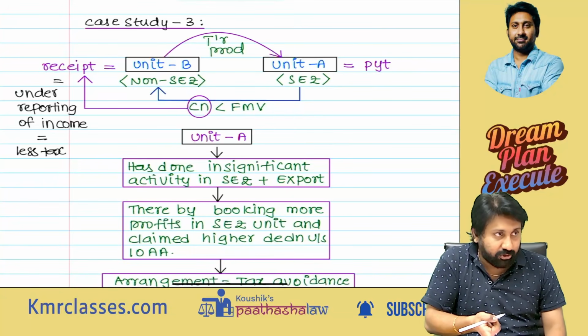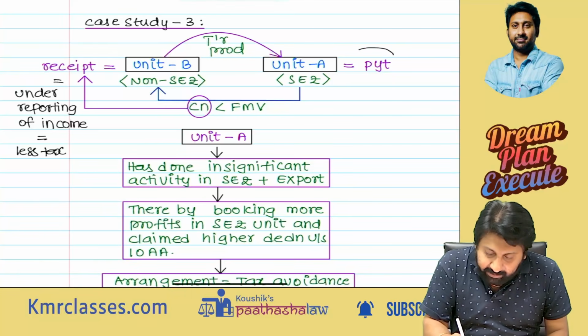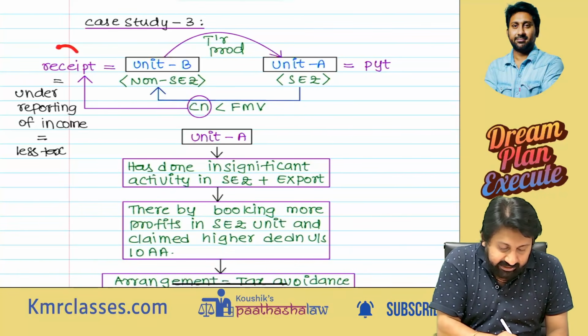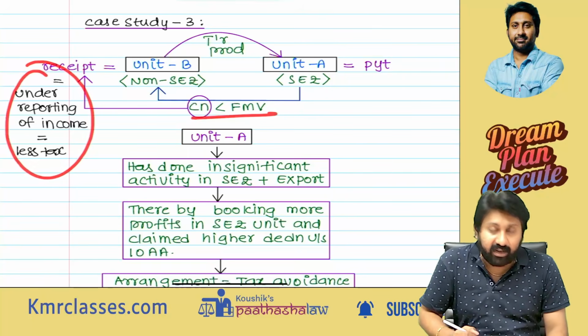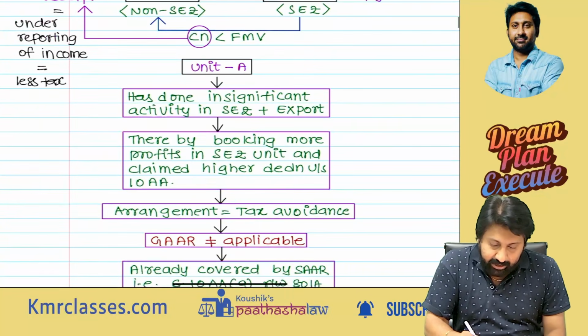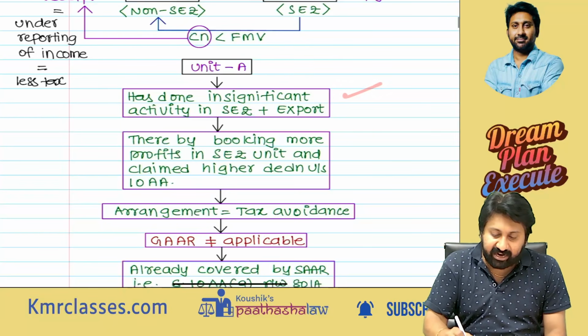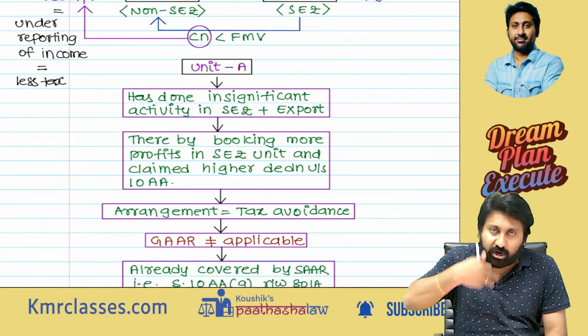Last attempt, this question only came. If you want, check the question paper. So therefore, it becomes a payment to one party and a receipt to another party. Since the consideration is less than FMV, it's an under-reporting of income, less tax. Next, Unit A has done insignificant activity and exported, and it will claim deduction on the entire income.